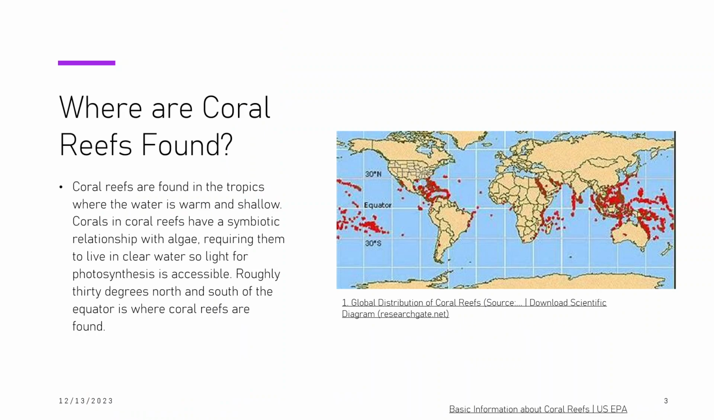Where are coral reefs found? Coral reefs are found in the tropics, where the water is warm and shallow. Corals and coral reefs have a symbiotic relationship with algae, requiring them to live in clear water so light for photosynthesis is accessible. Roughly 30 degrees north and south of the equator is where coral reefs are found, as shown in this graph.